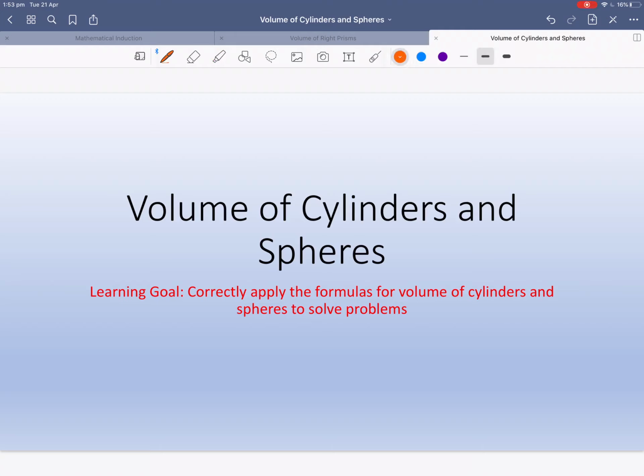Okay, so this lesson is about volume of cylinders and spheres. Hopefully we've already become familiar with surface area of cylinders and spheres. If not, it's all good. So we're going to do volume. We're going to correctly apply the formulas of volume of cylinders and spheres to solve problems.